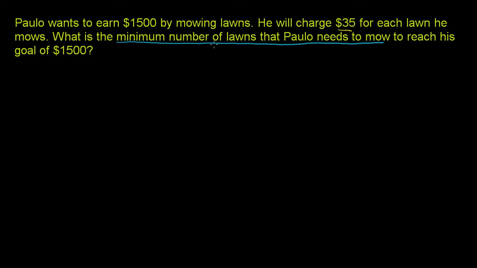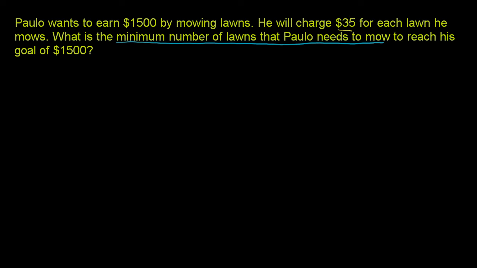And whatever that number is, that number times $35, because that's how much he's going to get per lawn. So the number that he has to mow times $35 needs to be greater than 1,500. So to figure out that number, let's just divide 1,500 divided by 35. Maybe it goes evenly, and that'll be the number of lawns he needs to mow.